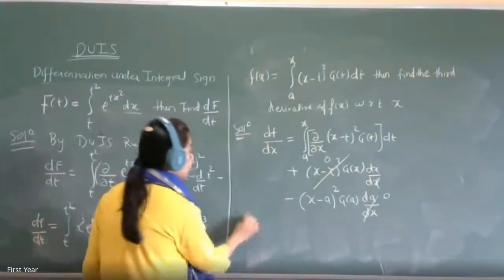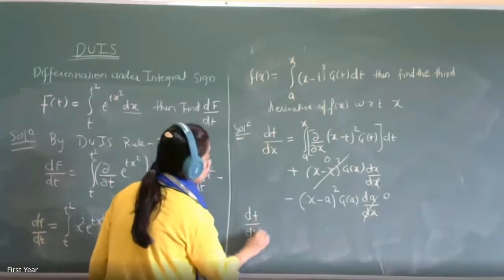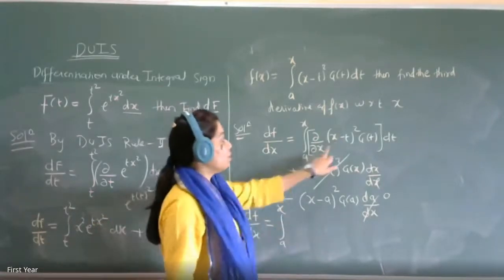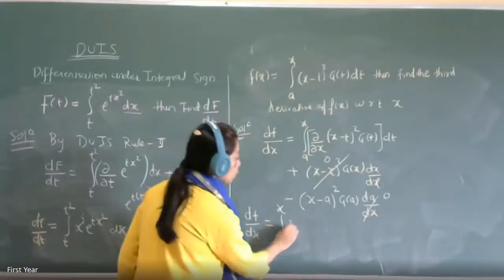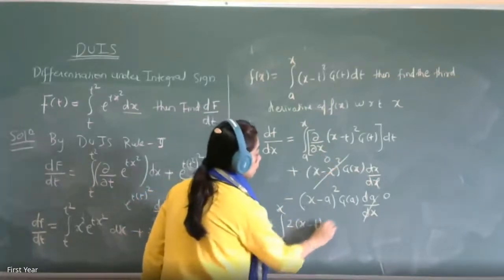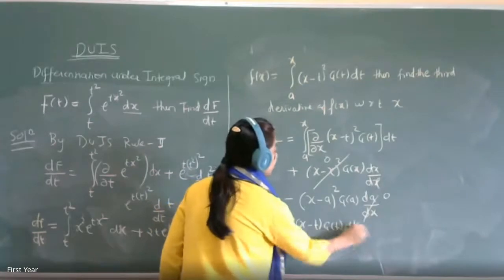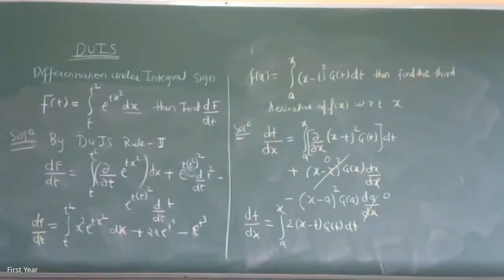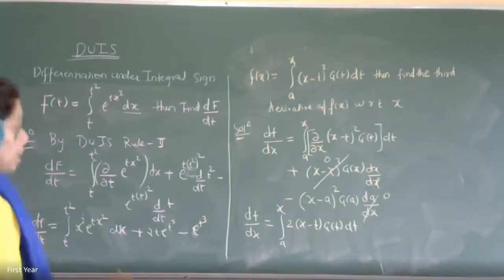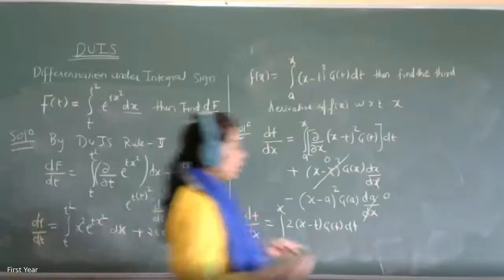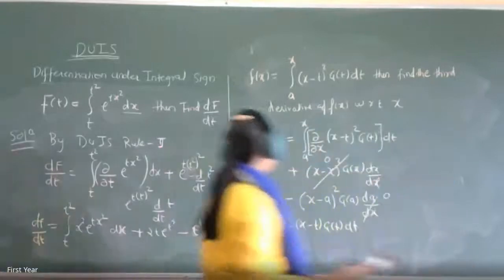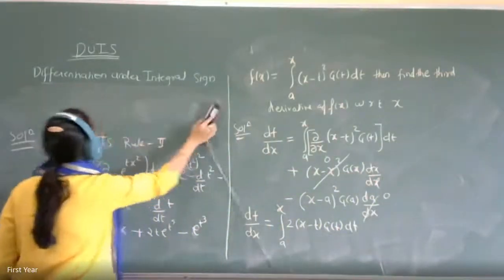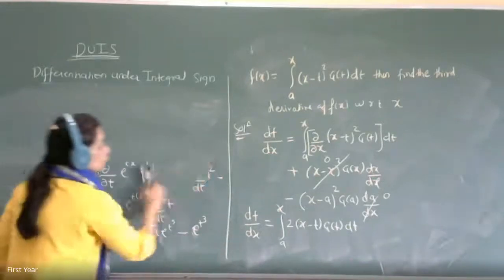So what remains? df by dx is only the integration from a to x of the derivative of this term with respect to x: 2 into (x minus t), g of t is constant, dt. Is this clear? Everyone, please reply yes. We have time constraints. So that's the first derivative.